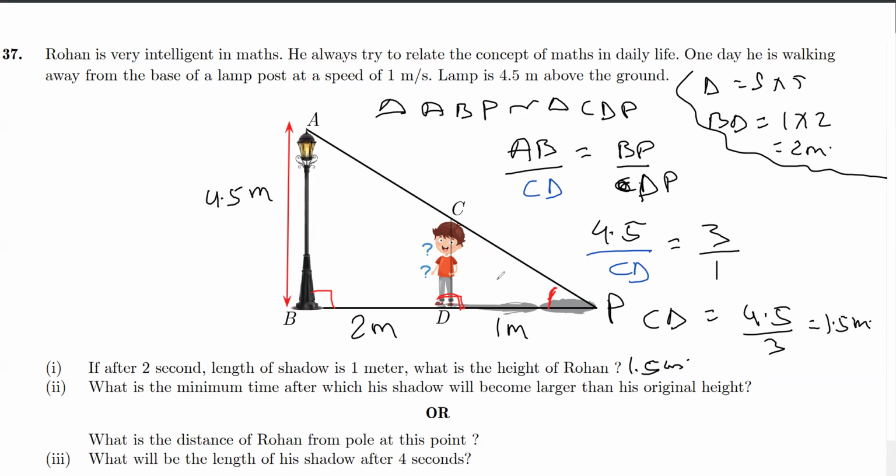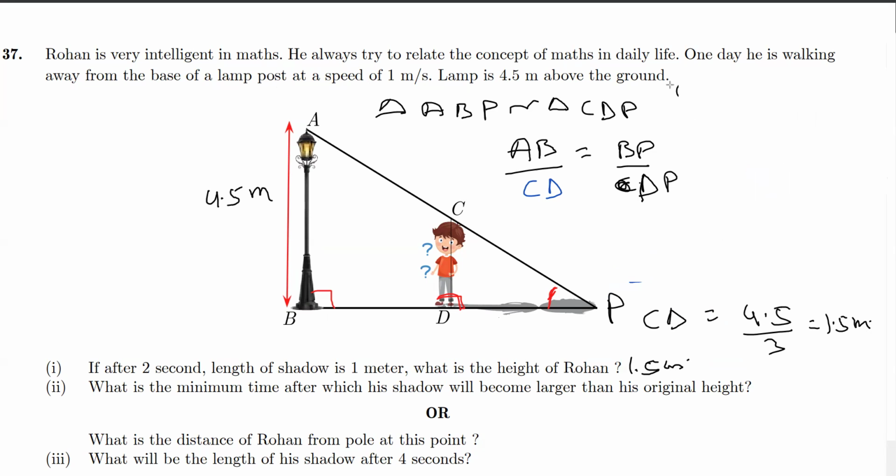Now let's see the next part. In the next part, the question is what is the minimum time after which the shadow will become larger than the original height? So when this shadow will become longer than this. And we have to determine the time. So let's erase the information which is not valid for this question, except for CD. The proportionality is needed. The remaining is not needed.